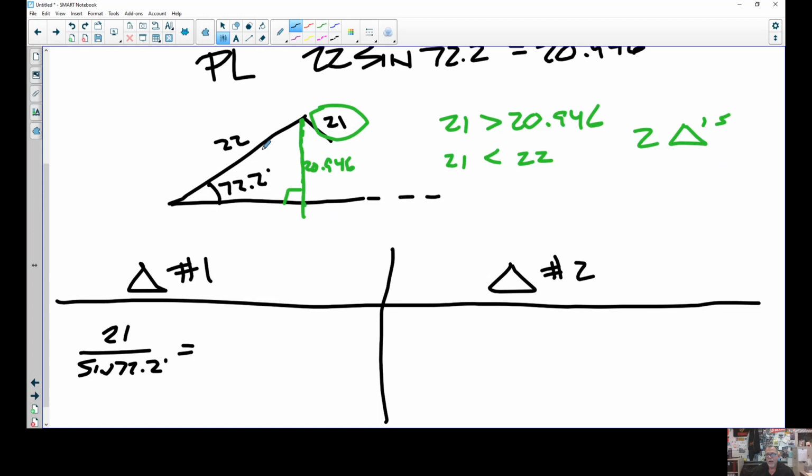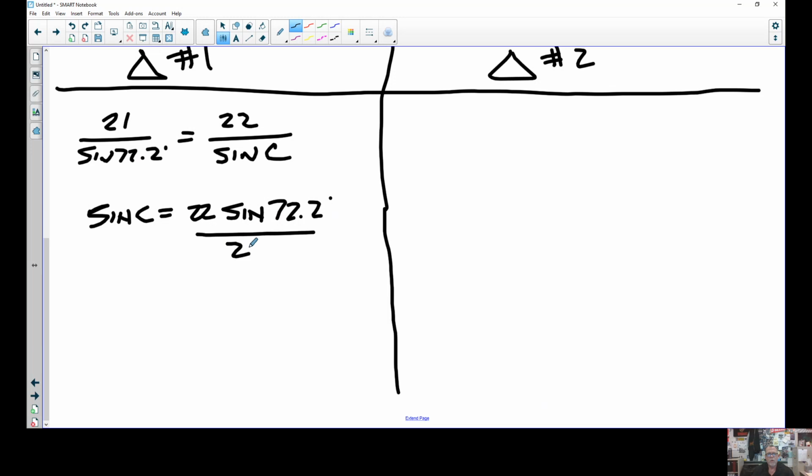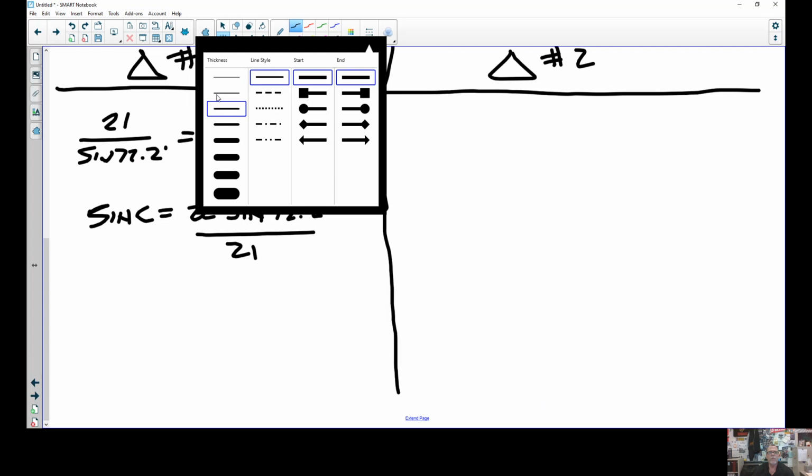And I have another side, and I'm trying to find the angle that's opposite that. So 22, and since that was side C, I'm going to call that sine C. And with this, I can find angle C in my first possible triangle. All right, so if I do that, I'm going to draw this a little longer. I can go here and say, all right, so I know that sine of C is equal to 22 sine 72.2 degrees divided by 21. And somewhere in here, I just got really fat writing again. So I'm going to go back and make this smaller so you can read it better.